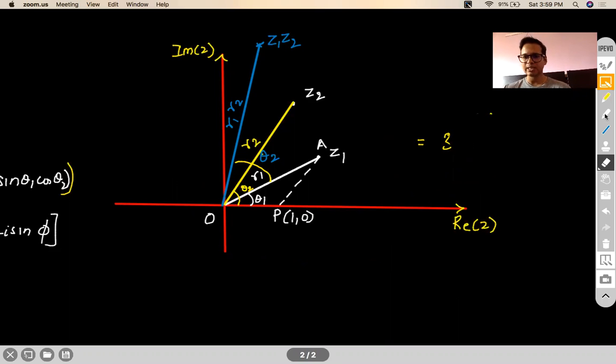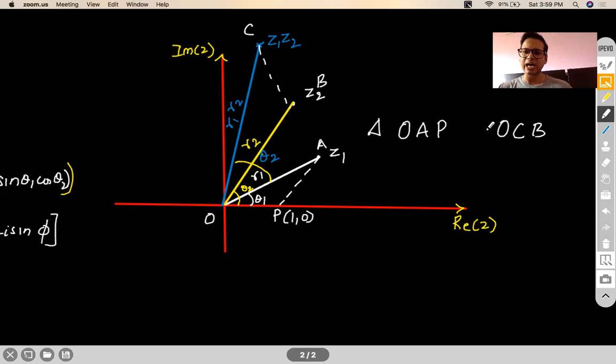Okay. And he also figured out that this triangle OBC, so OAP and OCB, these two triangles are similar. Okay. So this is, you can say, a geometrical connection between these two triangles. So a question can be framed on this. Now you must be wondering how it is similar. How it is similar? I'll show you how it is similar.